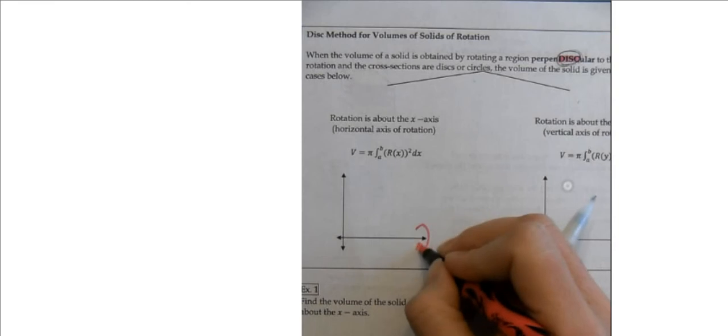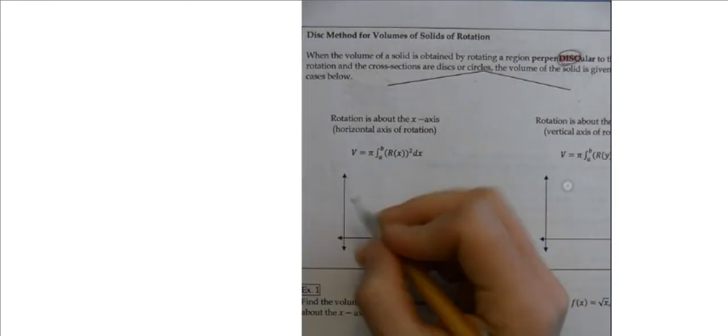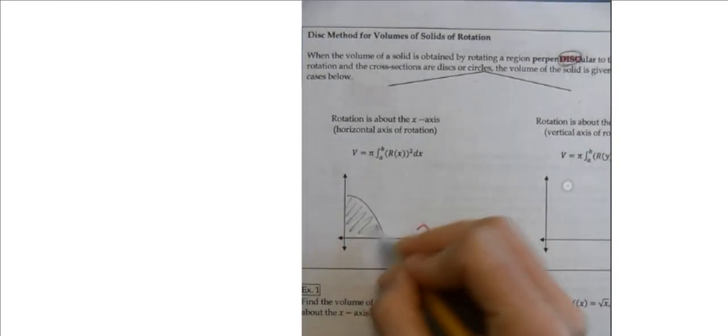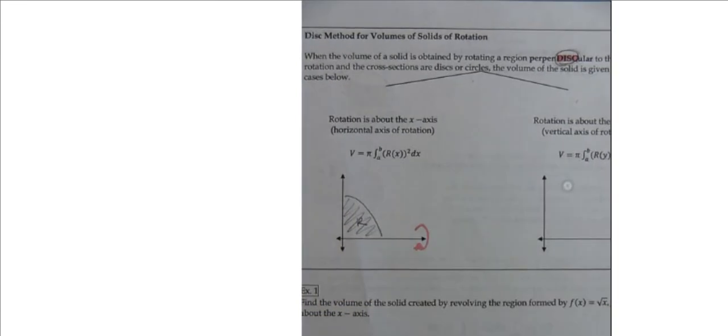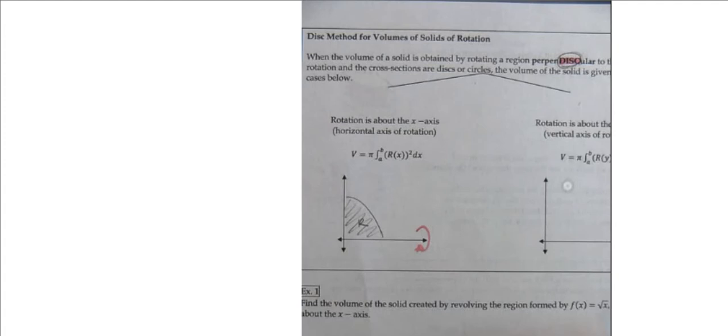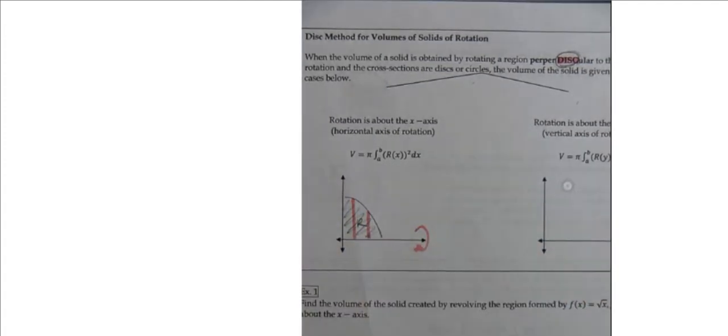So if we are going around the x-axis, this is the x-axis. Let's look at this shape, and we'll call this region R. Your rectangles have to go perpendicular. So if this is your x-axis, your rectangles have to go this way. So they're locking in the top minus bottom idea.